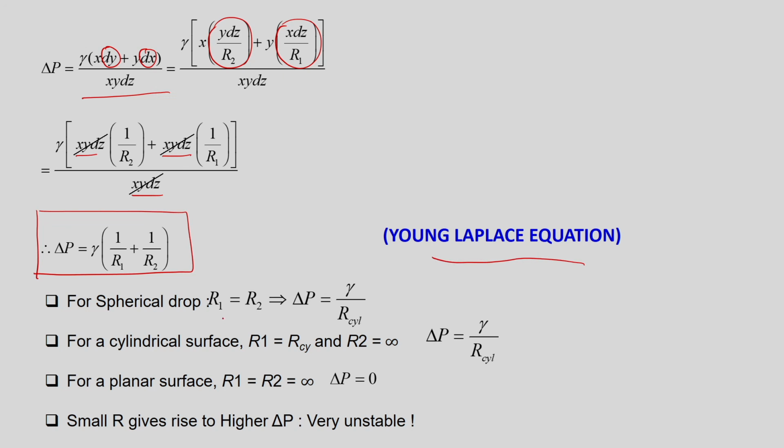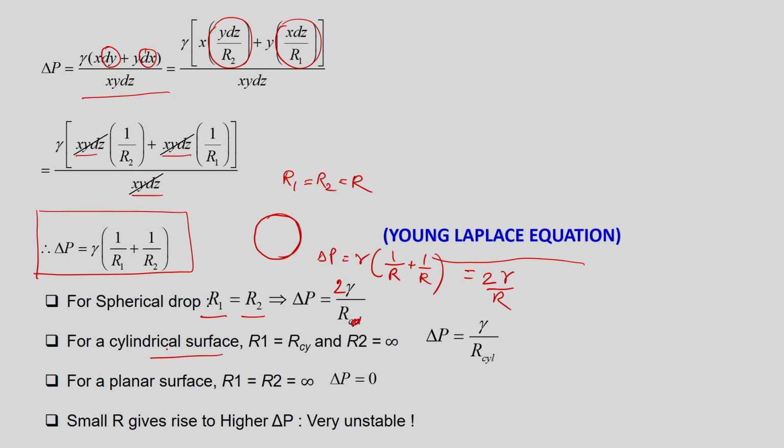So, what that means is that for a spherical drop, both r1 and r2 are the same, which is equal to r. So, if I write down the expression, it will be delta p is equal to gamma of 1 by r plus 1 by r. So, for a spherical drop, r1 equal to r2, it will be 2 gamma by r. Okay, 2 gamma by r.